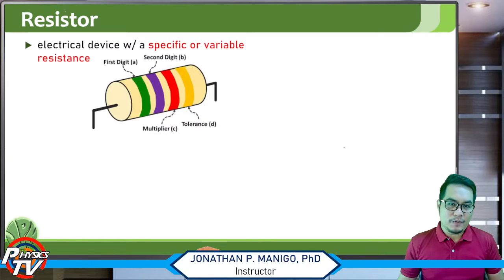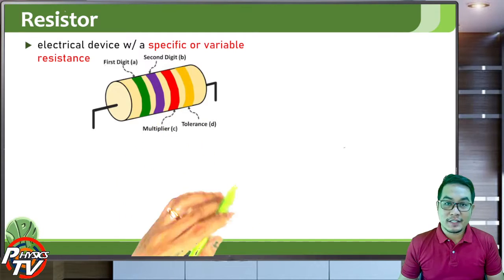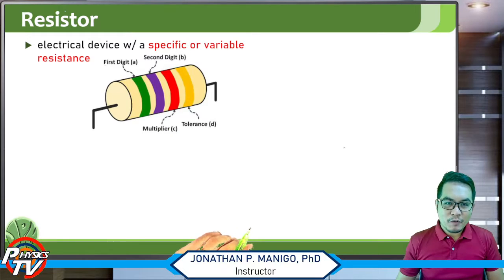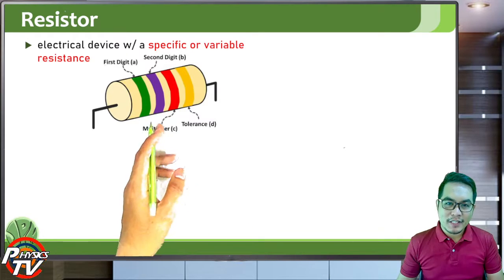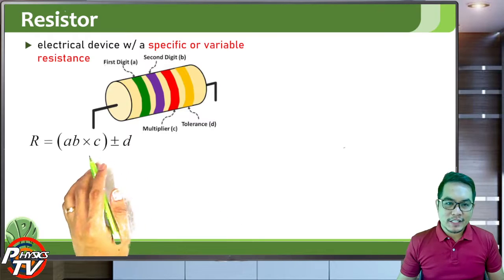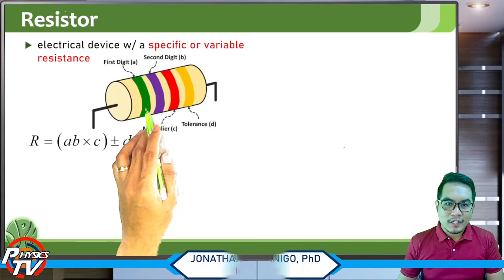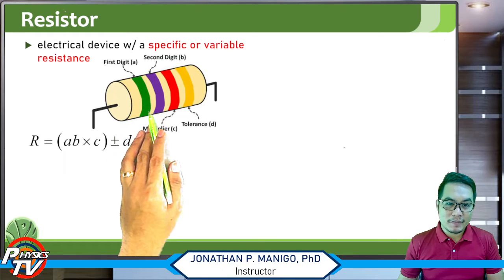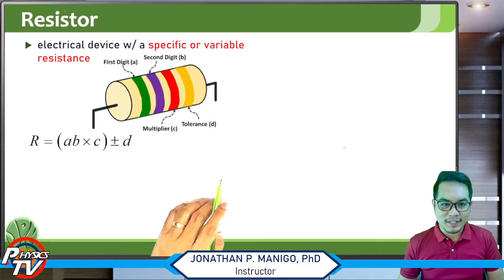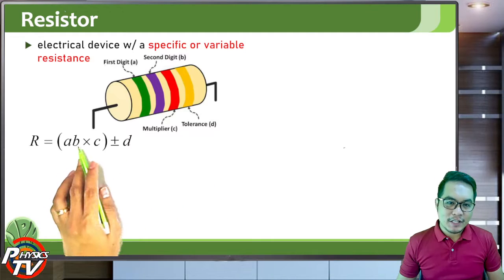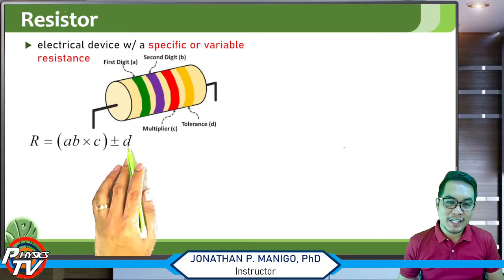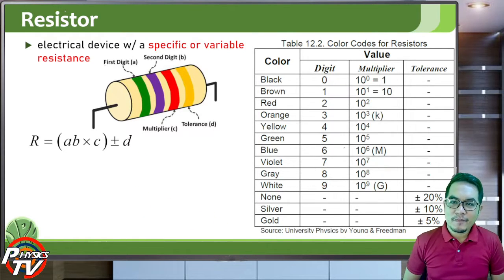If your resistor is similar to the one I showed you earlier, with different colored bands, then you can determine its resistance just by looking at the colors of the bands. The first band represents the first digit of the resistance. The second band is the second digit. The third band is the multiplier, and the last band represents the tolerance. So the resistance is the first digit, second digit, multiplied by the multiplier, plus or minus the tolerance. These are the color codes for resistors.